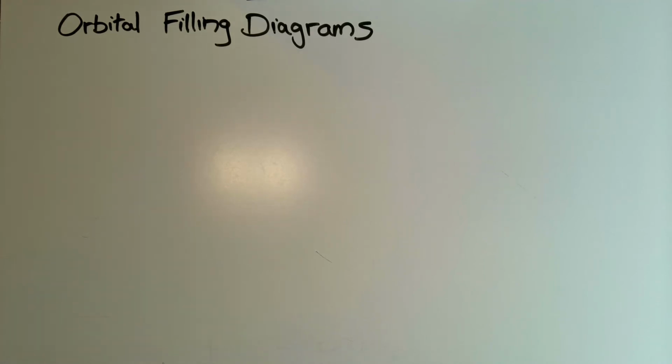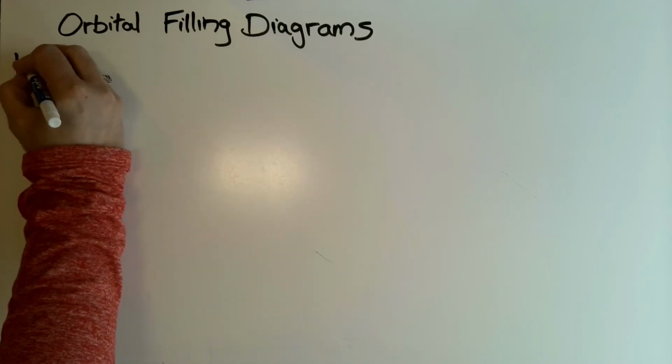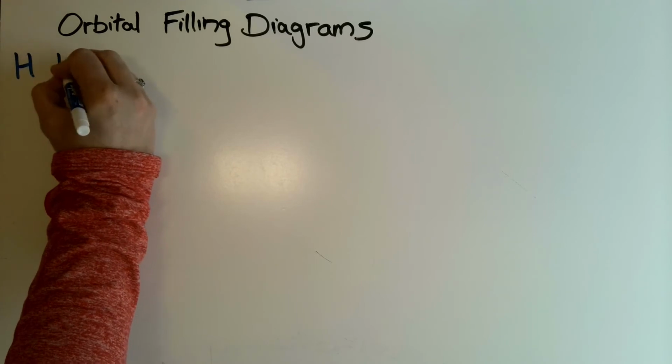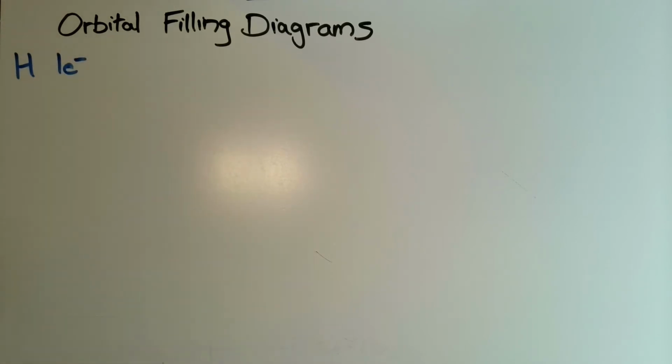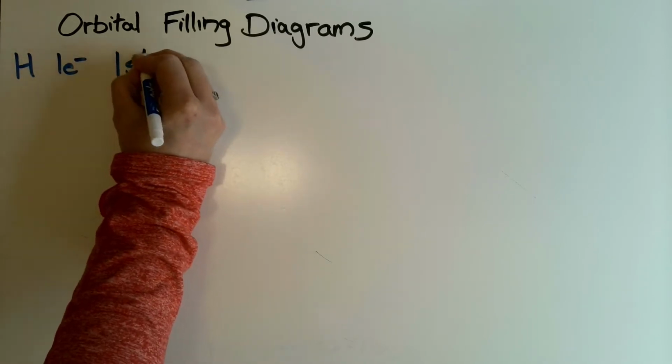In this video, I would like to show you how to write orbital filling diagrams. This assumes that you already know how to write the electron configurations. So we're going to start at the beginning with hydrogen. And if I have hydrogen, I know it has one electron, and its electron configuration is 1s1.